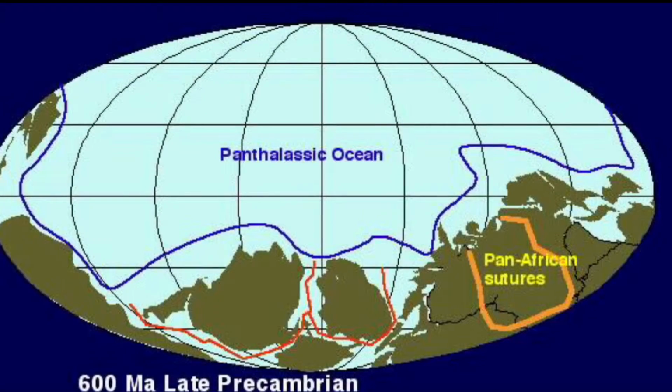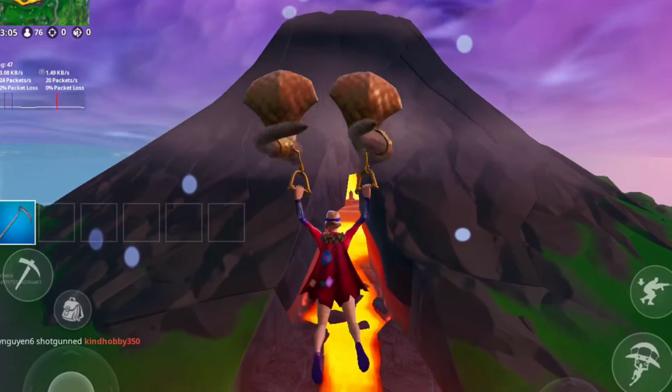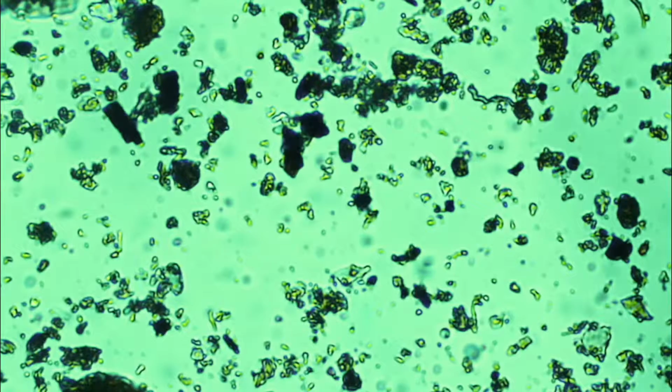In the beginning of the Precambrian era, there were no continents. There were only islands that were created by volcanoes. Microscopic bacteria was the first living thing to exist during the Precambrian era. They showed up in fossils 3.4 billion years ago.